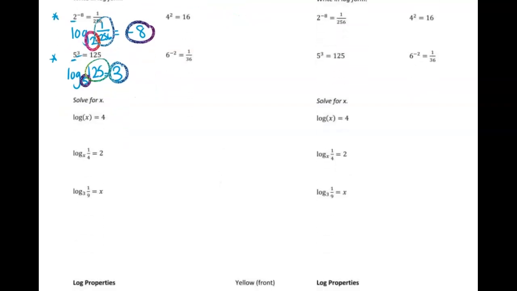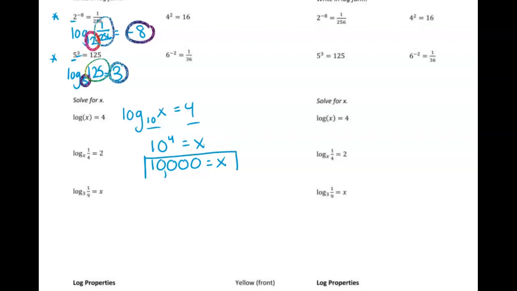Now solving for x. So the tricky part here, when there's no base, it's a 10. So I can rewrite this equation as log base 10 of x equals 4. And then I'm going to rewrite it in exponential form to solve. So 10 to the 4th equals x. So 10 to the 4th is just 4 zeros. So x equals 10,000.